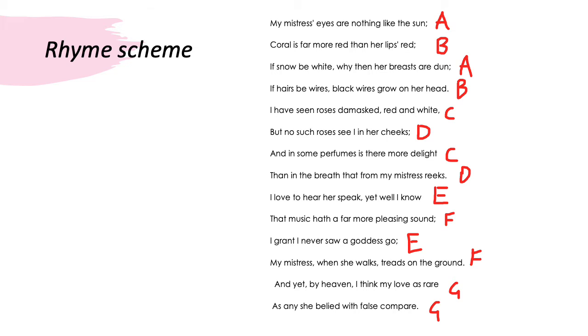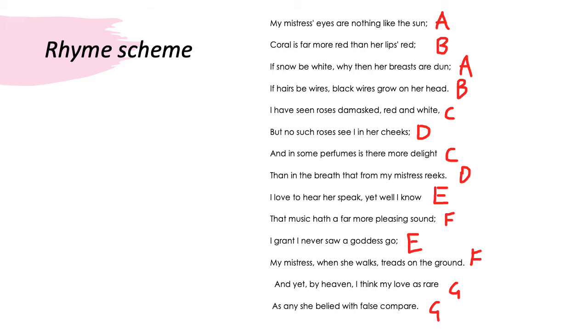So let's have a look at the second line. "Coral is far more red than her lips red." So does sun rhyme with red? No. Therefore, rather than putting an A next to red, because it doesn't fit in the A category with sun, we put B. So now we've got two rhyme schemes started. A is any word that rhymes with sun, and B's will go next to any word that rhymes with red.